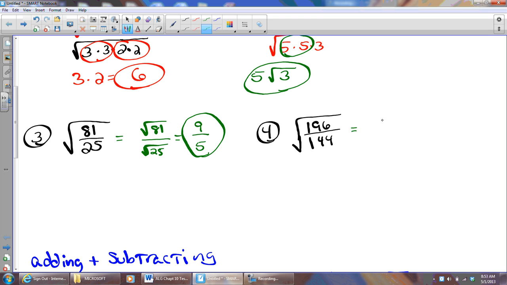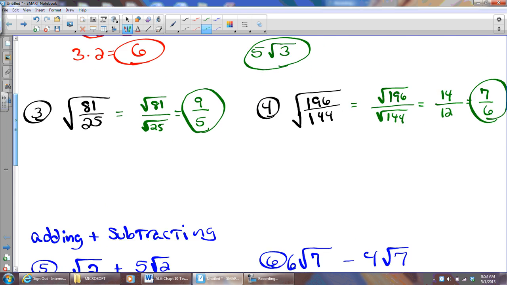Okay, rad of 196 over 144 is the same as rad of 196 over the rad of 144. I know that rad 196 is 14 and the rad of 144 is 12. I have to simplify one more step, dividing the numerator and denominator by 2, and I get 7/6. Okay, you can always verify that in a calculator.